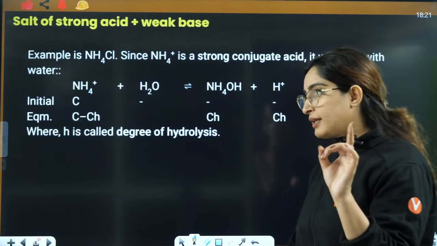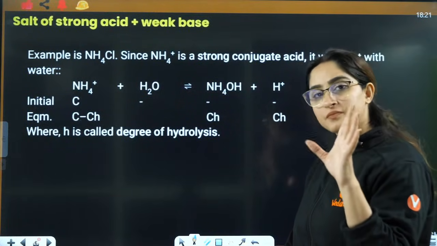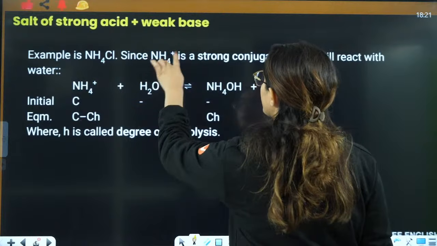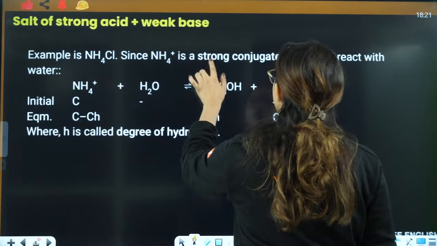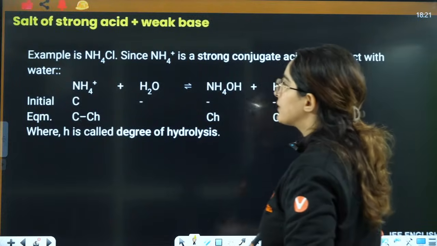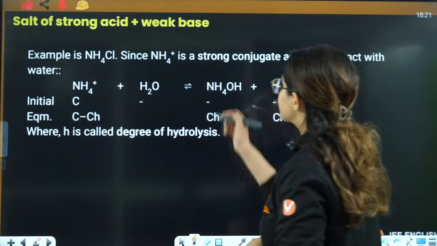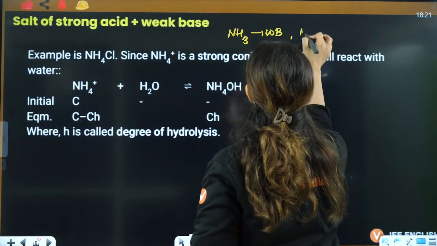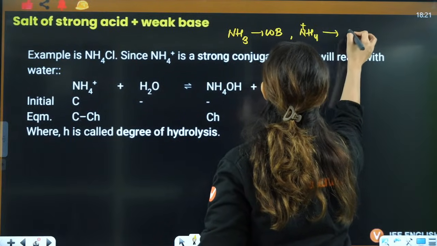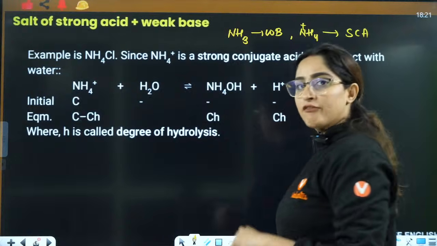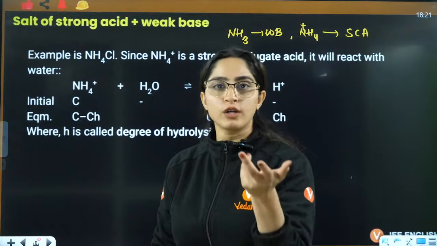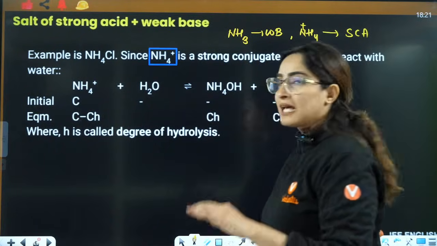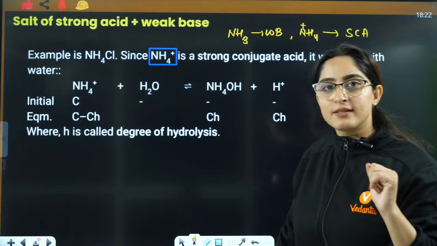Now see, the example is NH4Cl. In NH4Cl, we know that NH4 positive is a strong conjugate acid, and it will react with water. Why is it a strong conjugate acid? Because NH3 is a weak base. That's the reason NH4 positive, after accepting H positive, will be a very strong conjugate acid. If the base is weak, its conjugate will be strong. So NH4 positive is a strong conjugate acid, which means it can easily lose H positive ions.